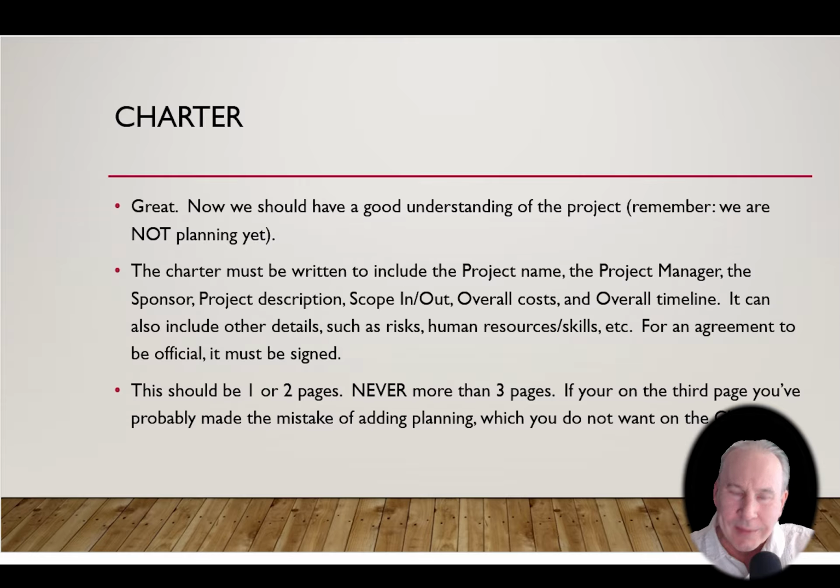Now, in addition to those important details, it can include other details. It might include certain risks of the project. It might include human resources, the people. It might include skill sets. It could include a number of things. Now, you can actually go on Google and search project charter templates, and you can see hundreds or thousands of these templates, and they're all slightly different, but they all should have the same essential components with different variations of adding on stuff.